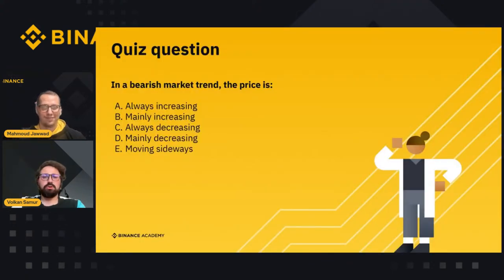But before we do so, again, a reminder: just drop your questions into the chat. And in the meantime, let's conclude this module with a question. In a bearish market trend, the price is always increasing, mainly increasing, always decreasing, mainly decreasing, or moving sideways. I think this one should be relatively simple. Let's see how many people get it right. Yeah, let's check the comments box again.